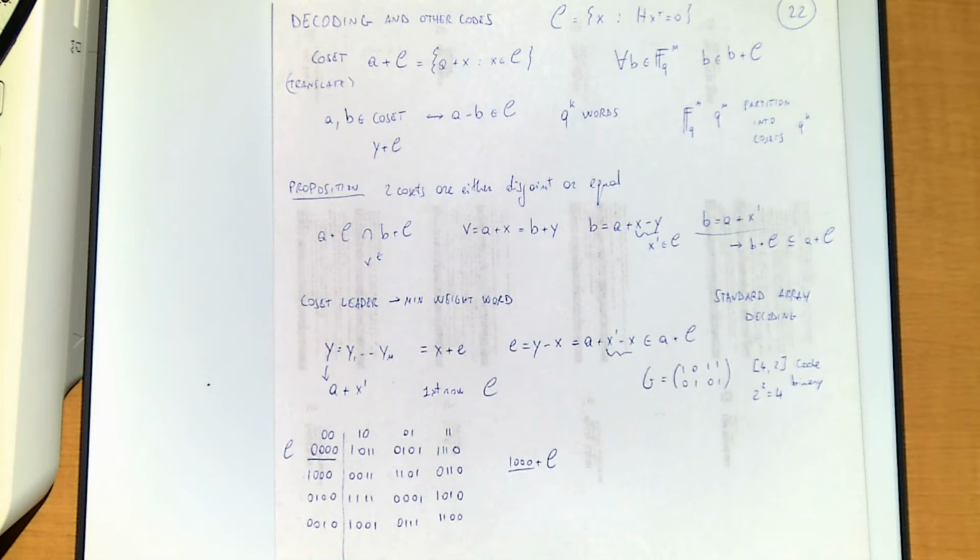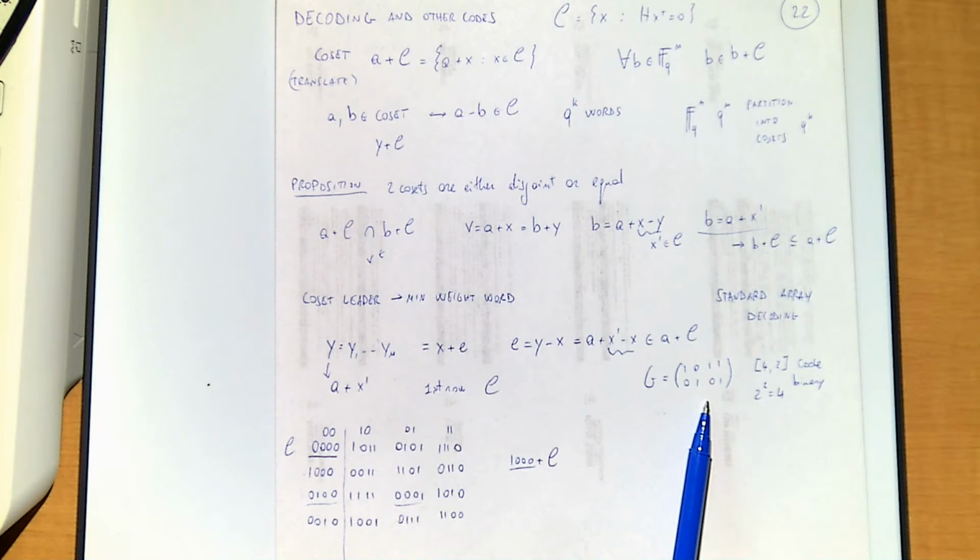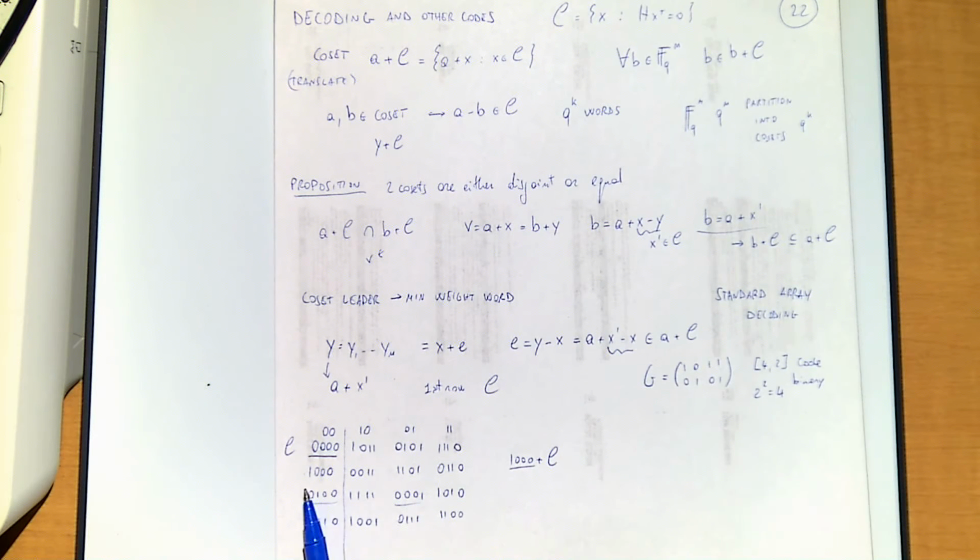Now, of course, you can already see that there's a little bit of a problem here because in this coset I have 2 words of minimum weight. And so this is showing already that this code is actually not good enough to correct an error because there's some ambiguity here. I could have chosen this one as coset leader as well.